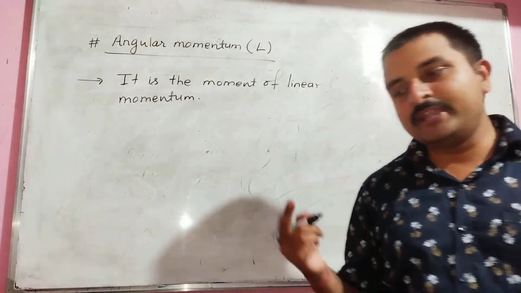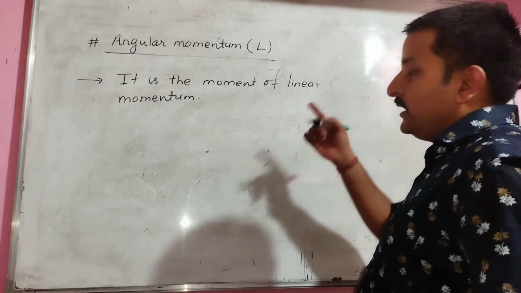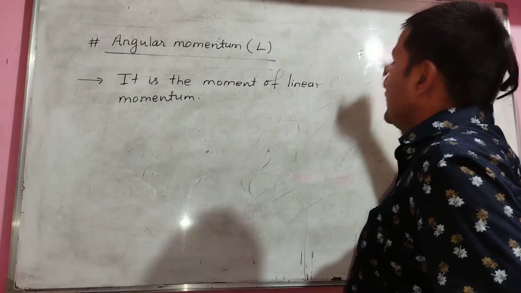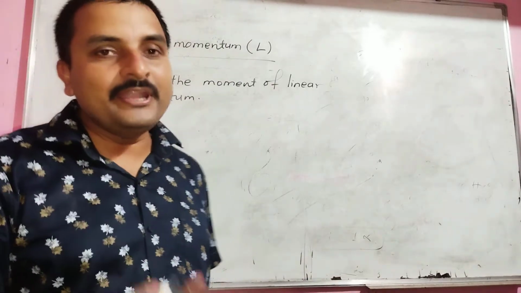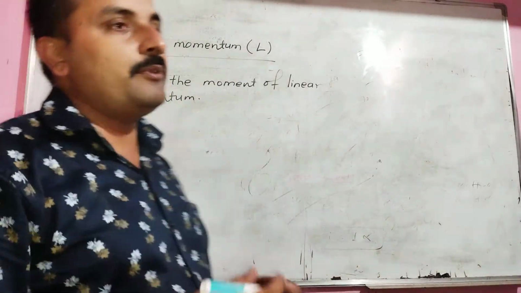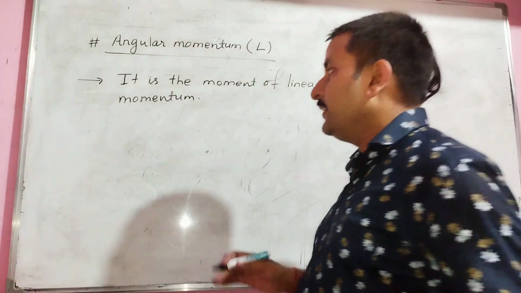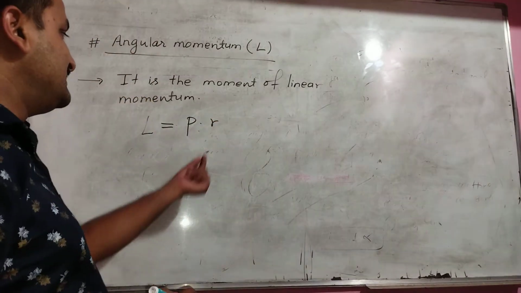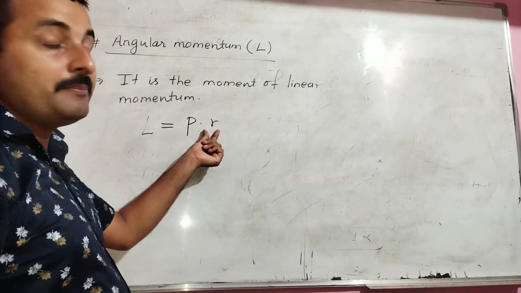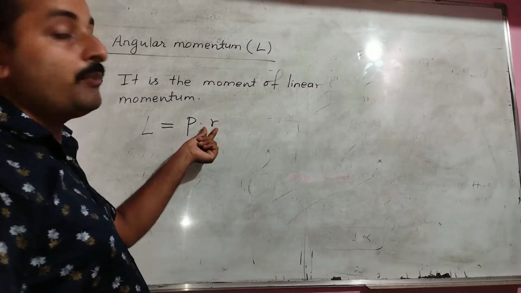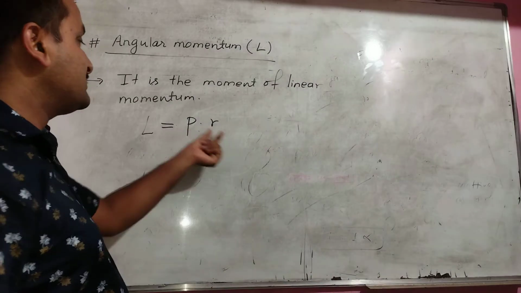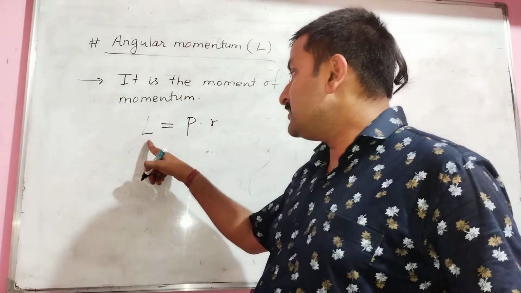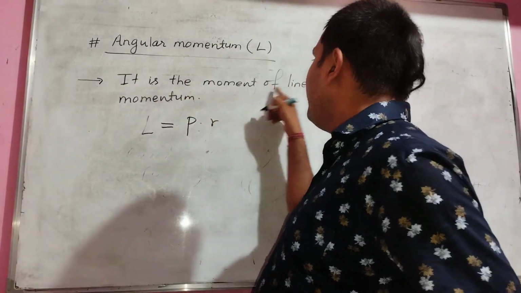How can we find a moment? For example, the moment of force is equal to F into l. So something's moment means we multiply that particular quantity with distance. So here, L is equal to P times r. Why moment? Because this is multiplied by distance r, the perpendicular distance from the axis of rotation. P is the linear momentum, so L is the moment of linear momentum.